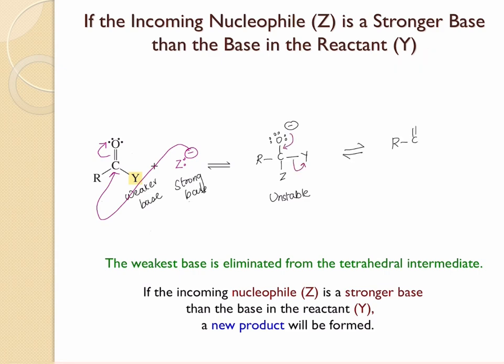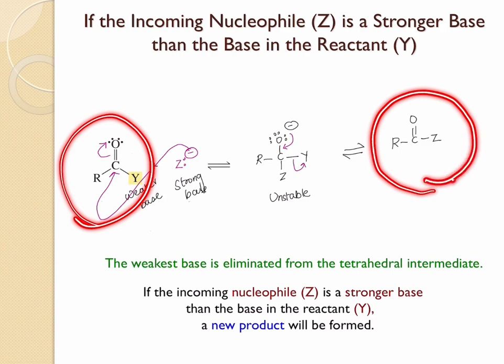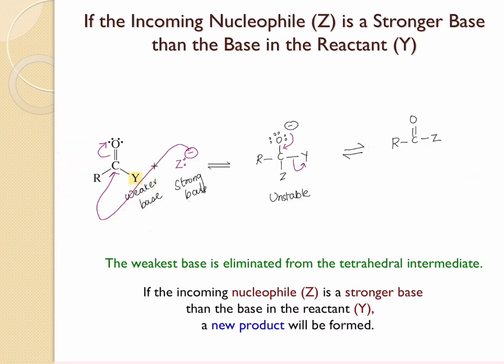Now what you can see is it has totally formed a new compound. So from here it has been converted into another carbonyl compound, right? Whenever the incoming nucleophile is a stronger base than the base that is present in the reactant, it's always going to lead to a new product. So this reaction where a nucleophile is substituted for the weaker base is called nucleophilic acyl substitution, or you can also call this an acyl transfer reaction.